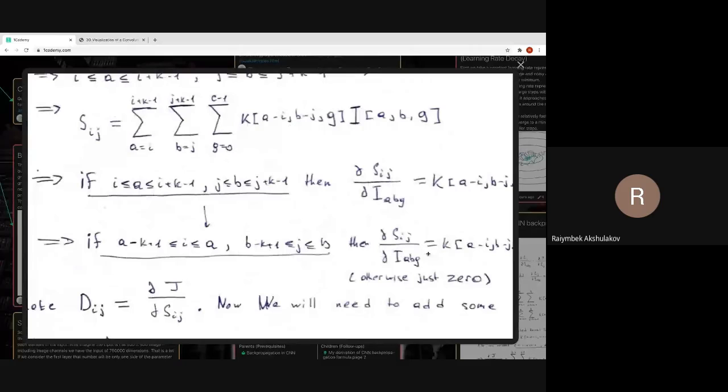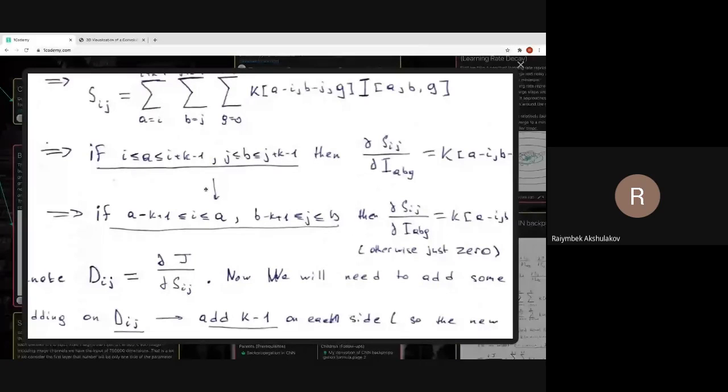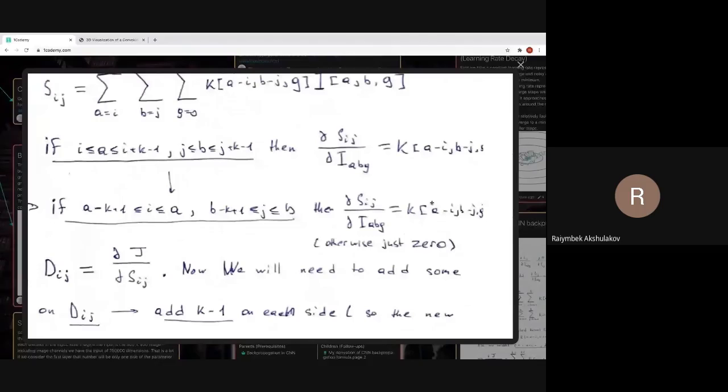And because we have this inequality, we can swap it. So now we fix A and B, and if I and J satisfy those inequalities, we can say that the gradient is this one: the K at the indices A minus I, B minus J.